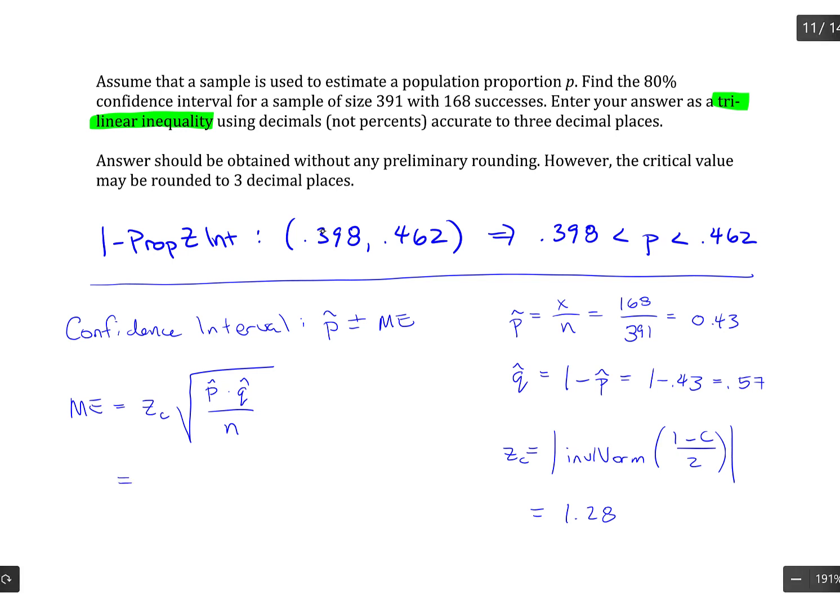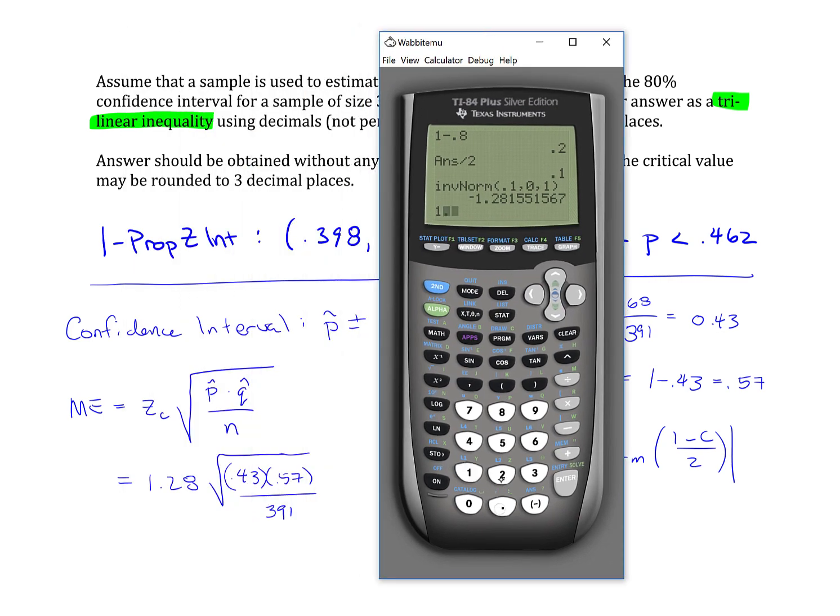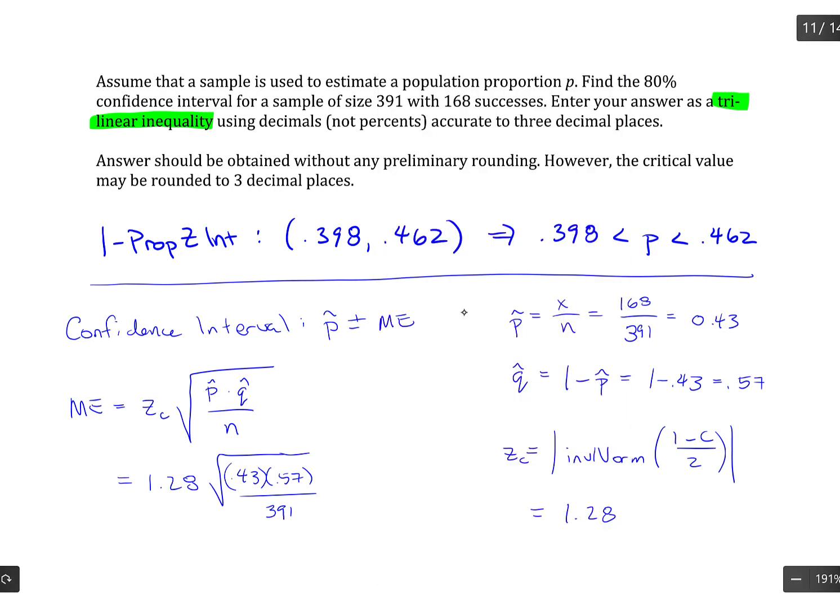All right, so our margin of error then is 1.28 times the square root of 0.43 times 0.57 divided by n, which is 391. All right, so let's see what this comes out to. So 1.28 times the square root of 0.43 times 0.57 divided by 391. That gives me 0.032.